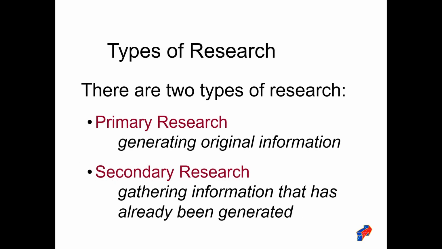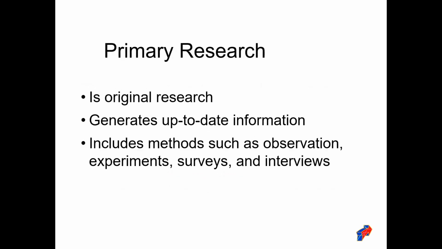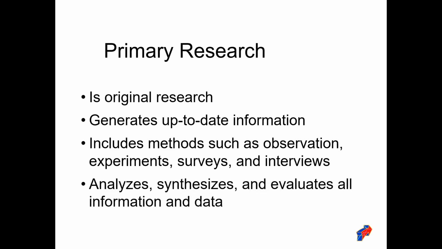There are 2 types of research. There is primary research, where you are generating original information, and secondary research, gathering information that has already been gathered. Primary research is original research. It generates up-to-date information and includes methods such as observation, experiments, surveys, and interviews. It also analyzes, synthesizes, and evaluates all information and data.